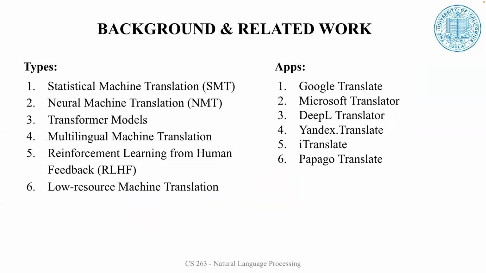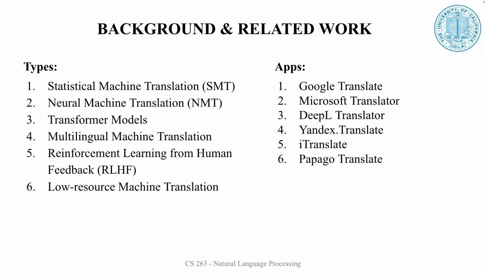So for background and related works, these are the components that I would like to talk about. The first model type is statistical machine translation, which uses statistical methods to do the translation. The second one is neural machine translation, which uses neural networks for translation. The third one is transformer models, which use self-attention to enhance neural machine translation. The fourth one is multilingual machine translation, which has only one translation model that converts a given language into any target language. The fifth one is reinforcement learning with human feedback, which uses reward-based learning for machine translation. The sixth one is low-resource machine translation, which uses unsupervised learning for converting to a target language.